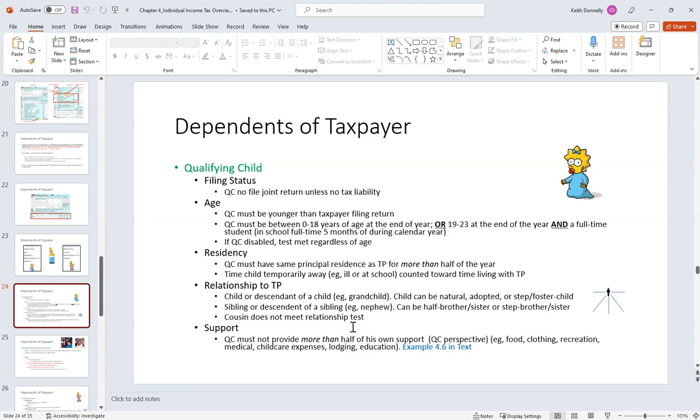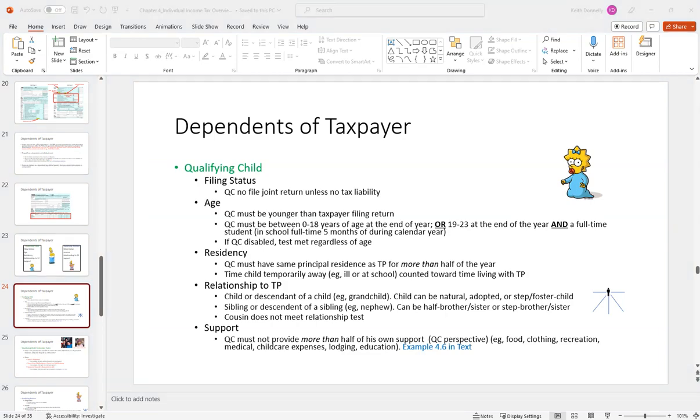All right, next up, support. In this case, we're looking through Maggie's eyeballs here. The qualifying child must not provide more than half of his or her own support. So things like food, clothing, recreation. We're looking from Maggie's point of view. When I'm Maggie, I'm looking out those eyeballs. Did I provide more than half of my own support? If yes, Homer can't claim me as a qualifying child. If no, he can. Assuming the other criteria are met, of course.